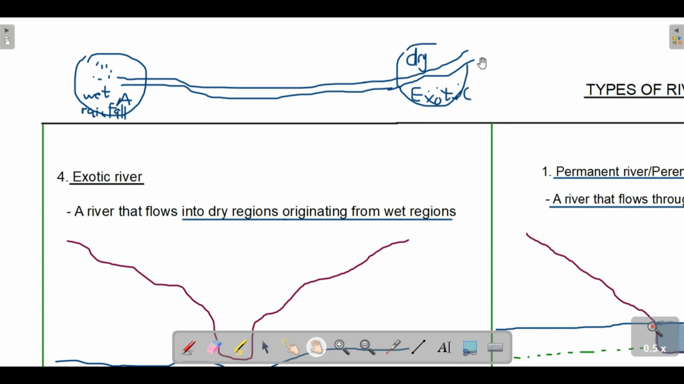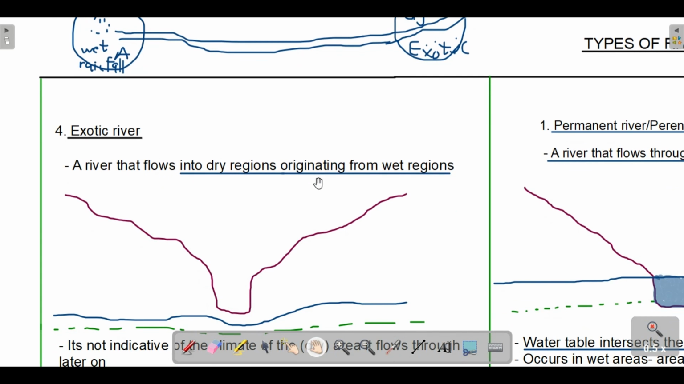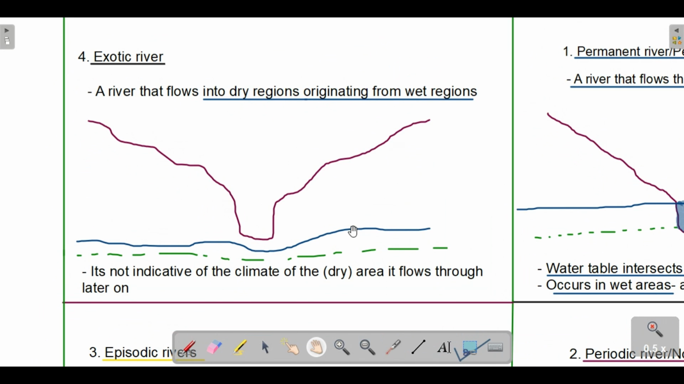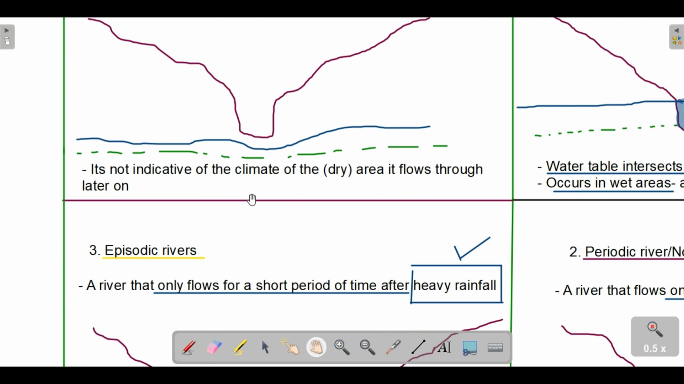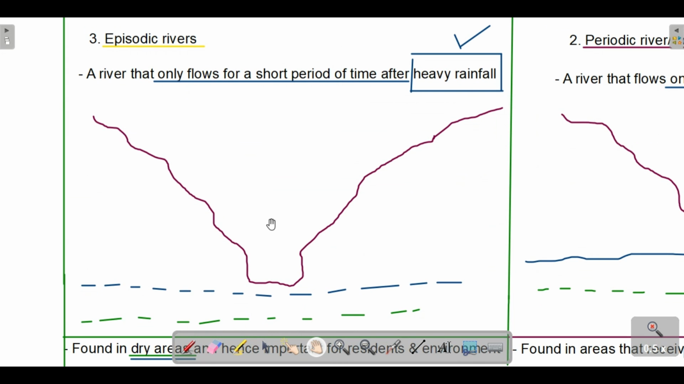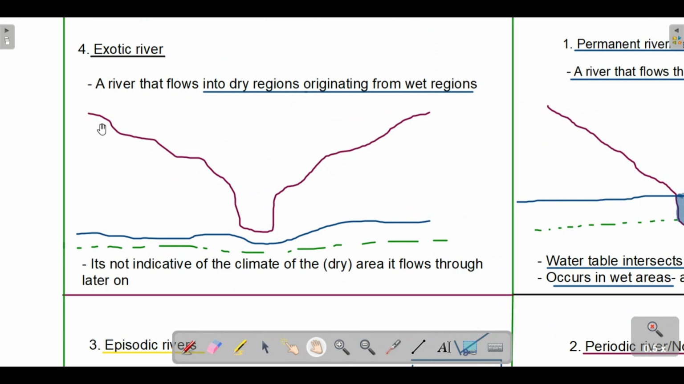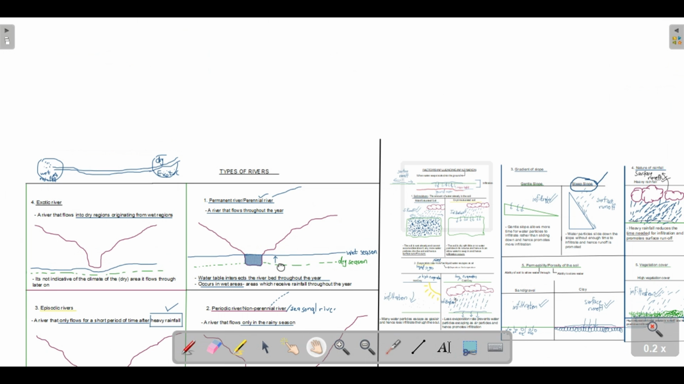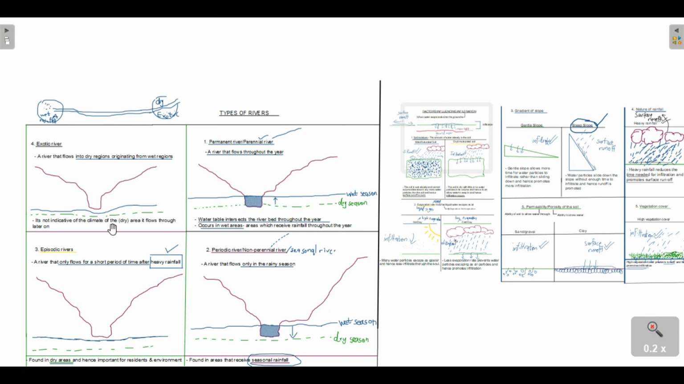The area it flows through is dry, right? It does not receive rainfall frequently, and hence these water tables will always be below the riverbed. They do not intersect the riverbed in both the wet season and also the dry season. So it's much more difficult to tell the difference between an episodic river and an exotic river when you are just given these cross sections, because they look exactly the same. Right, so that's how you differentiate between these four types of rivers, guys.